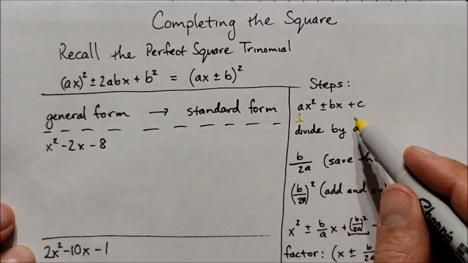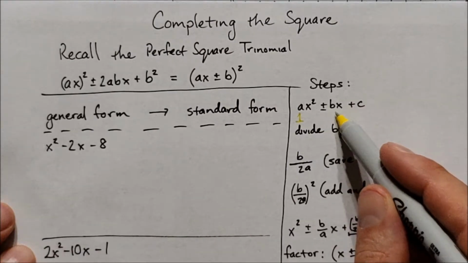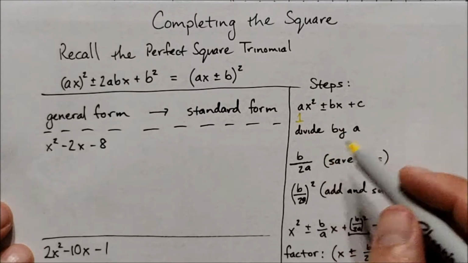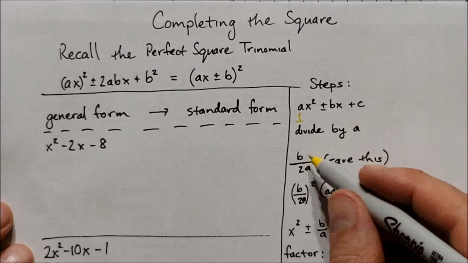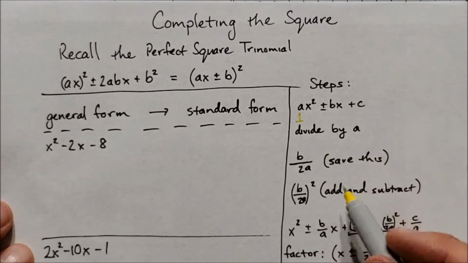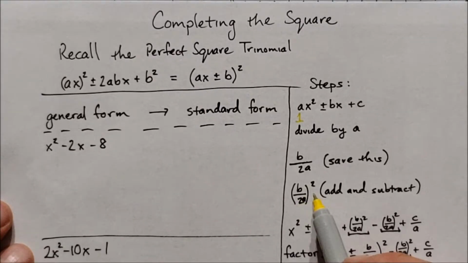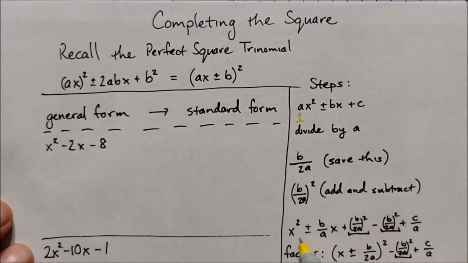After we divide everything by a, we'll take the coefficient of our middle term, the b over a, and we're going to divide it by 2. And we're going to save this for later on. Then we're going to take that b over 2a, that new middle term divided by 2, and square it. We're going to add and subtract it to our new polynomial, x squared plus b over a x. We're going to add that squared term and subtract it.